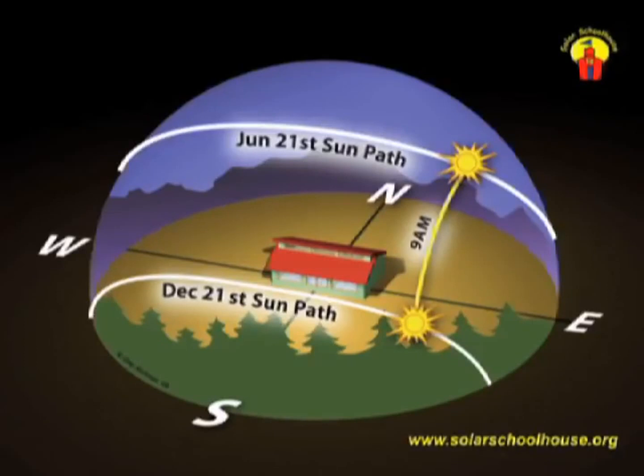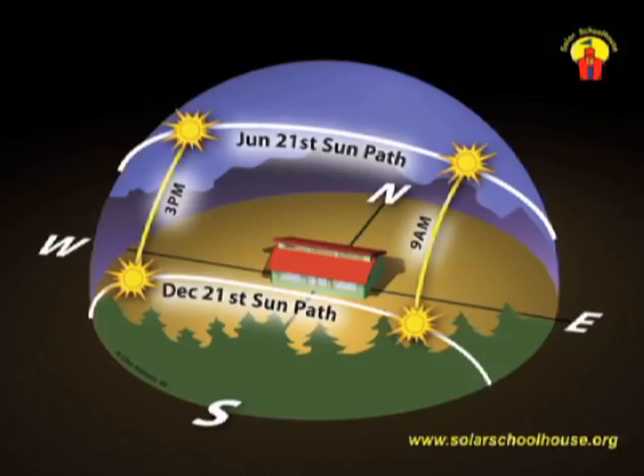As the sun's path moves up and down through the seasons, the position of the sun at 9 a.m. will always be somewhere on this line. Likewise, we can draw a line for the sun's position at 3 p.m. Throughout the year, the position of the sun at 3 p.m. will always be somewhere on this line. We now have a rectangle on the sky dome showing where the sun will be between 9 in the morning and 3 in the afternoon throughout the year.